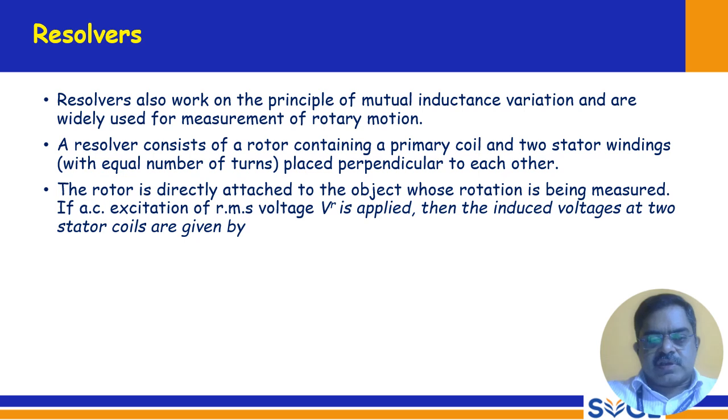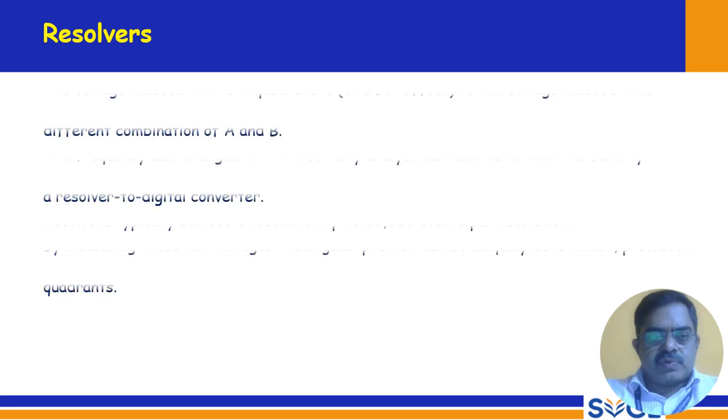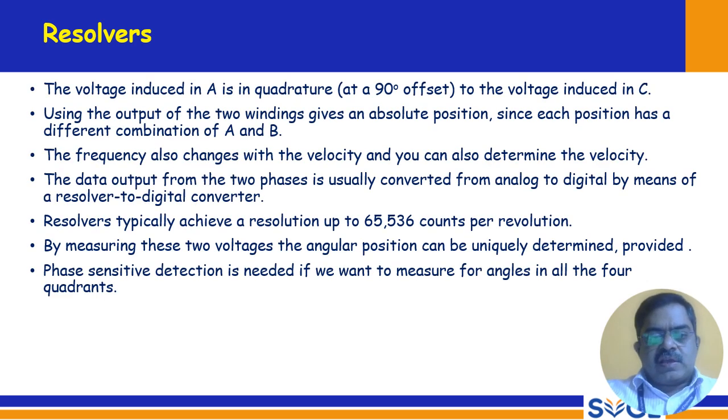If AC excitation of RMS voltage VR is applied, then the induced voltages at the two stator coils are given by this simple relation: V01 equals kVR cos theta, V02 equals kVR sin theta, where k is a constant. So this is a simple relation for this rotary measurement. The voltage induced in A is in quadrature, at a 90 degree offset, to the voltage induced in C. I will show you that in the diagram.